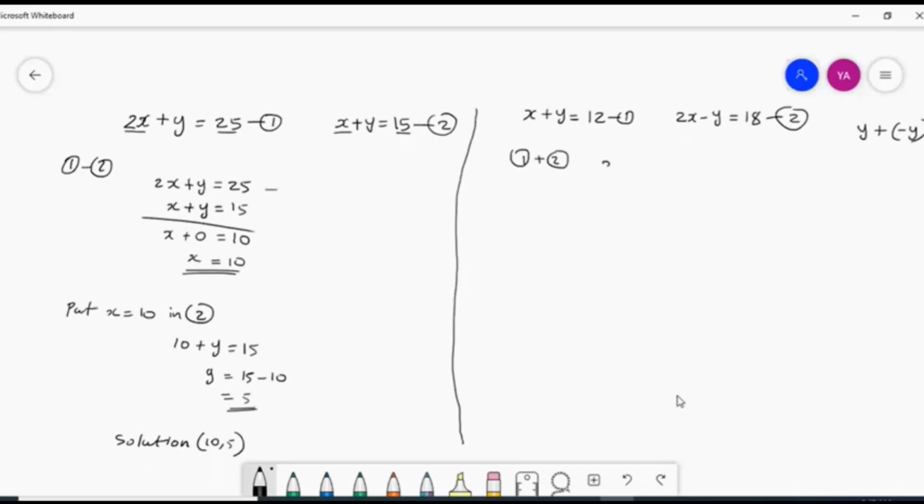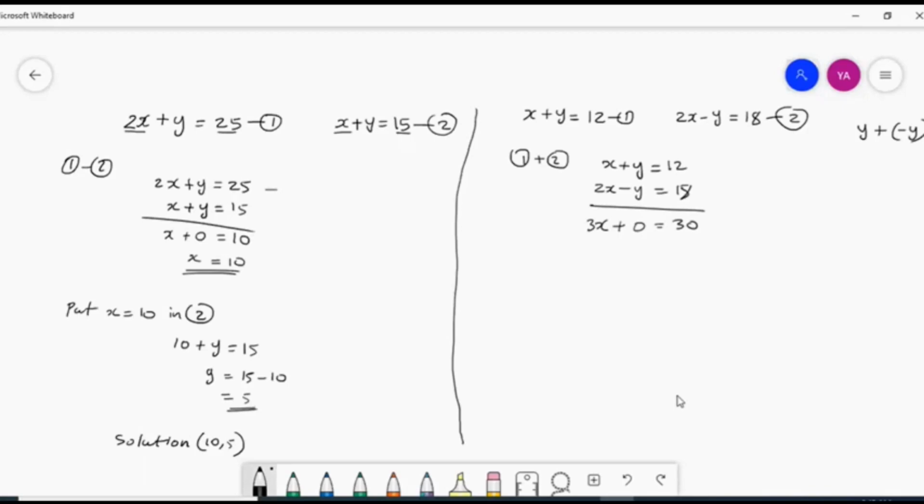This addition you can do in your mind, that's enough, no problem. You simply write 1 plus 2 gives the result. So 2x minus y is equal to 18. If you add these two, what will you get? 12 plus 18 is 30. Y plus minus y will come 0. And x plus 2x is 3x.